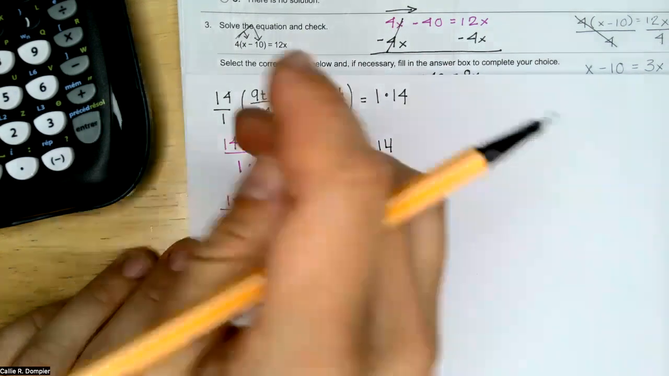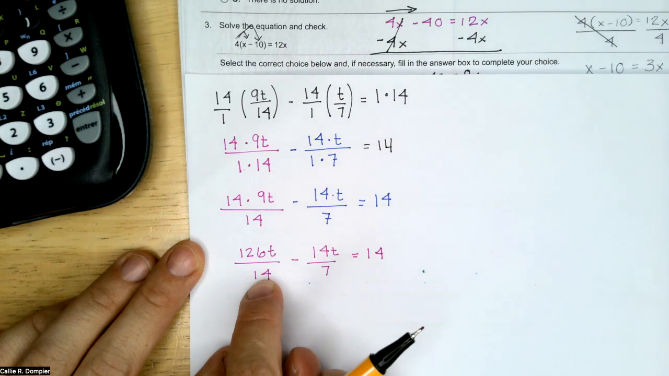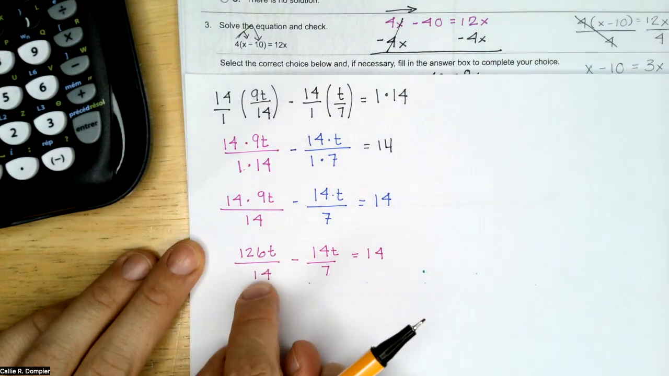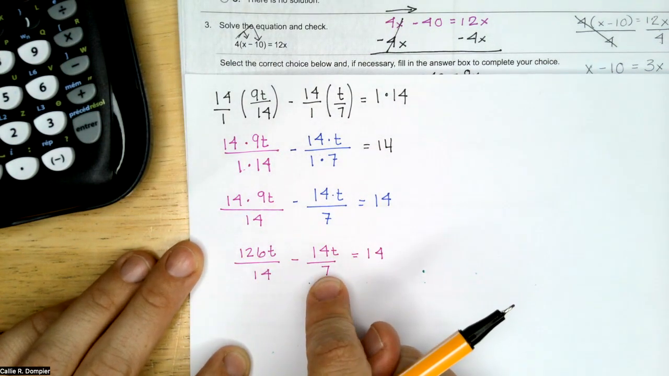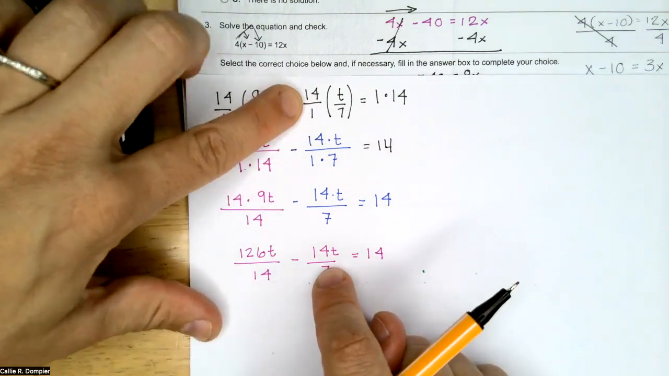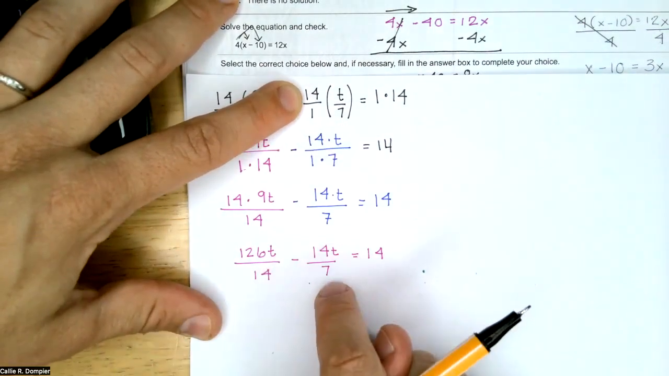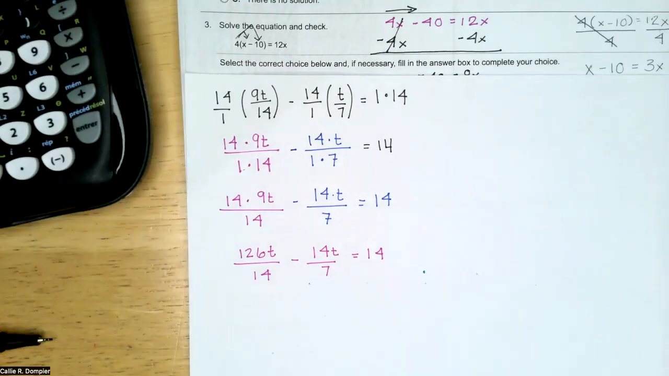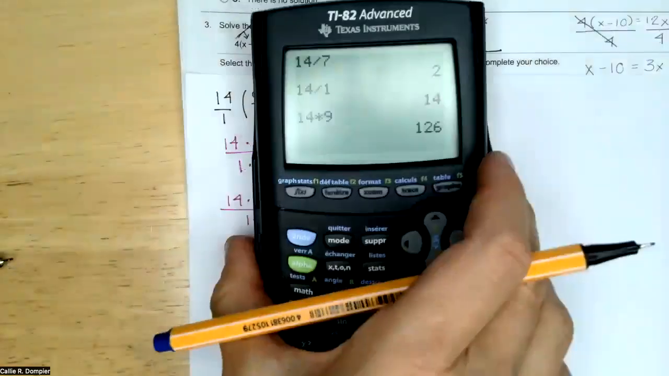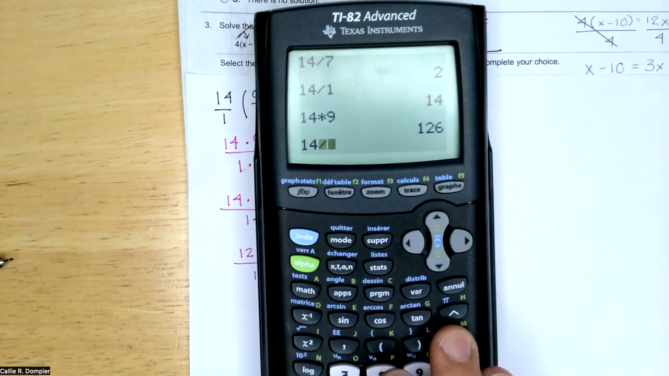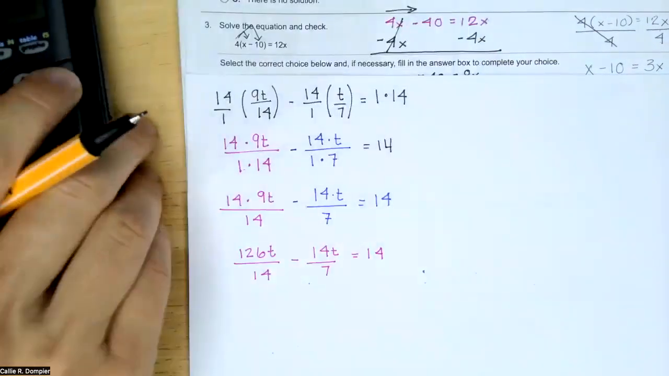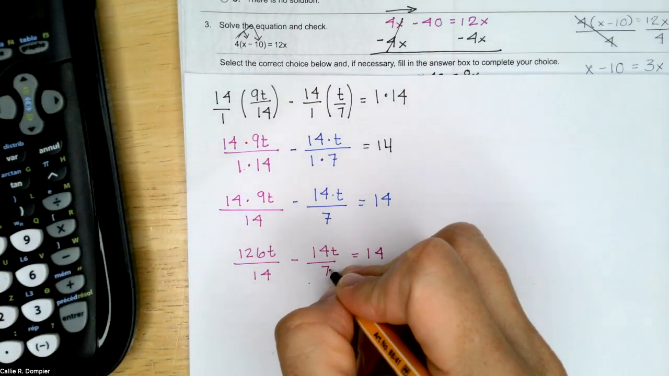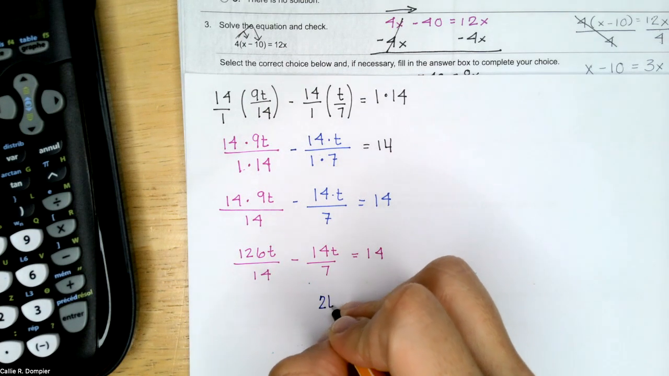That's not wrong, okay? But this always means divide, right? So 126 is going to be divided by 14. 14 is going to be divided by 7. Again, the reason we chose 14 is that we can divide it by 7 and get a whole number, right? So negative 14 divided by 7, let's put that into our calculator. 14 divided by 7 is 2. So 14t over 7 is just going to be 2t, okay?